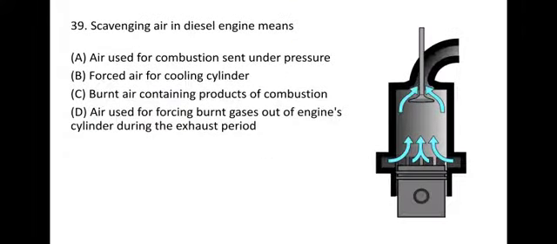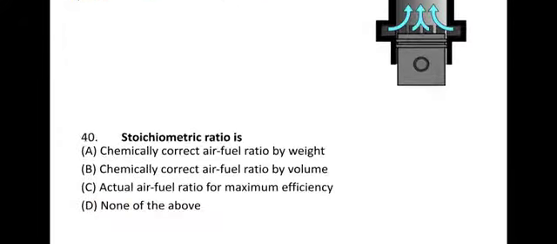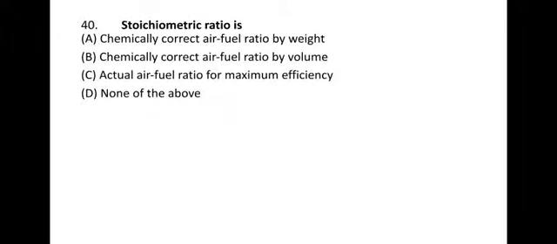Next question. Scavenging air in a diesel engine means. The answer is air used for forcing burned gases out of the engine cylinder during the exhaust period. So scavenging means removing the burned gases during the exhaust. That is known as scavenging. Next question. Stoichiometric ratio is, and the answer is chemically correct air fuel ratio by volume. That is known as stoichiometric ratio.